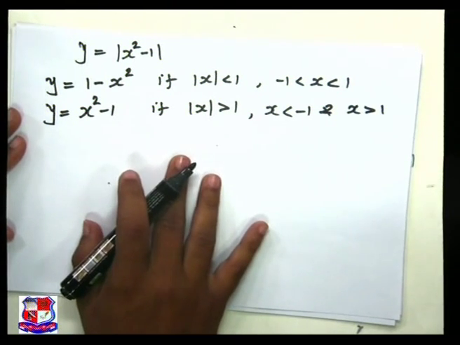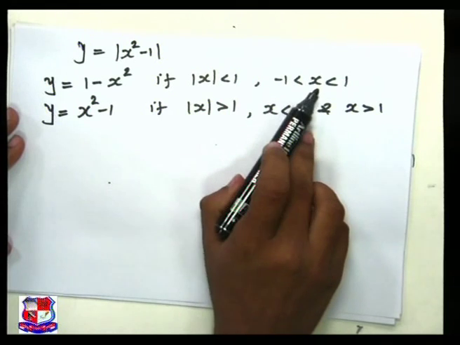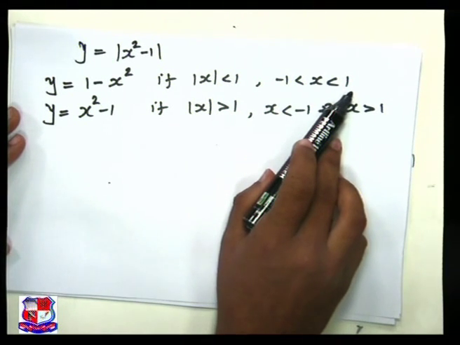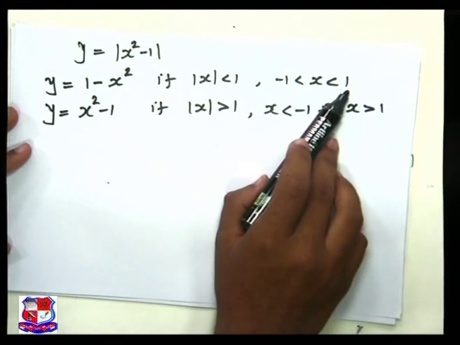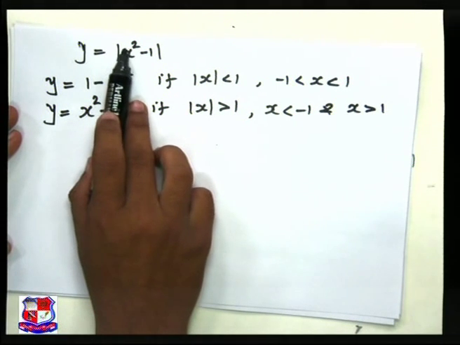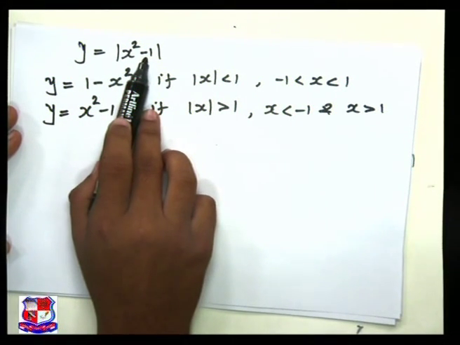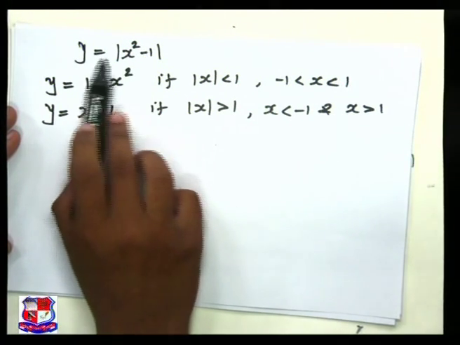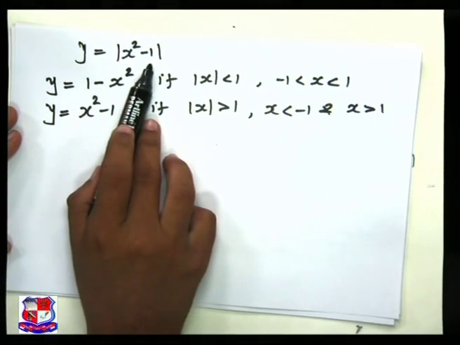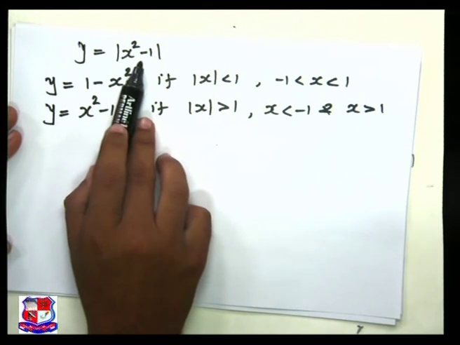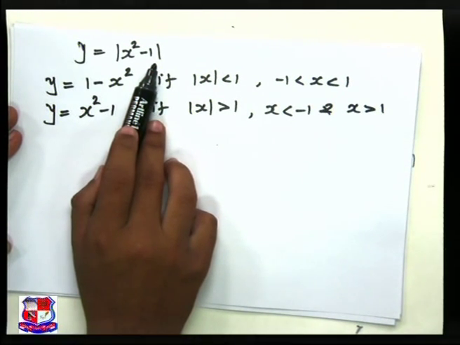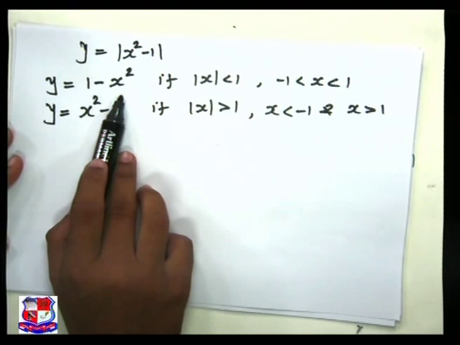Now why does this happen? Just try to understand. Now when x is between minus 1 to 1, clearly the value of x square is less than 1, right? So in that case, the value of x square minus 1 is less than 0, right? So that's why in that case y becomes 1 minus x square, because basically y is modulus of x square minus 1. So when x square is less than 1, x square minus 1 is less than 0, right? And in that case y becomes 1 minus x square.